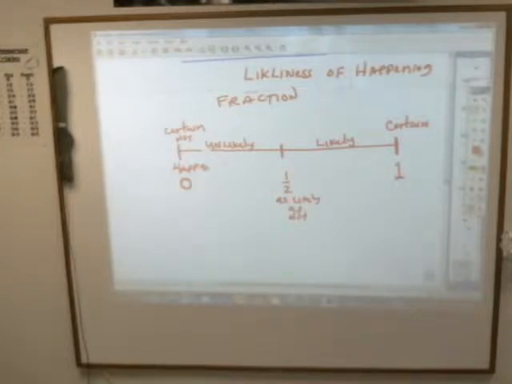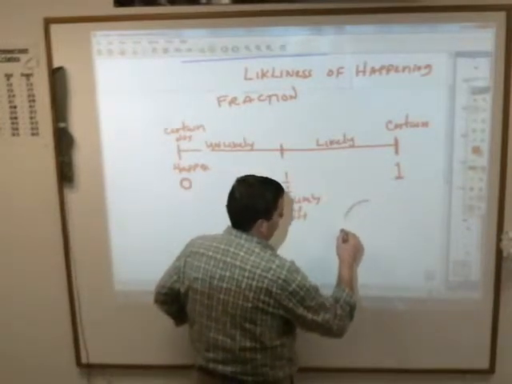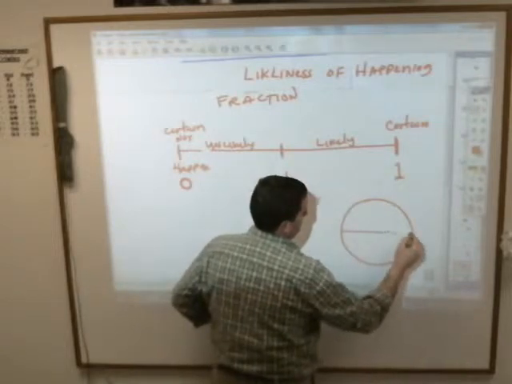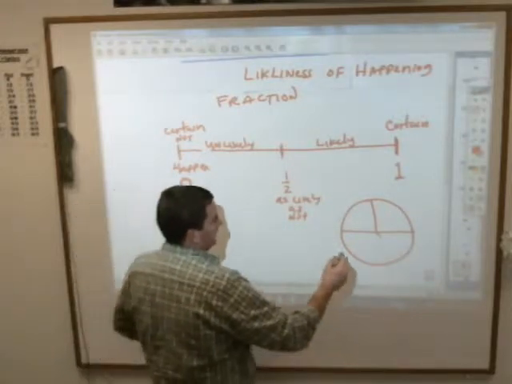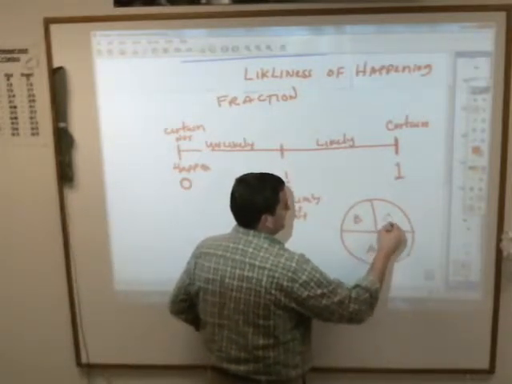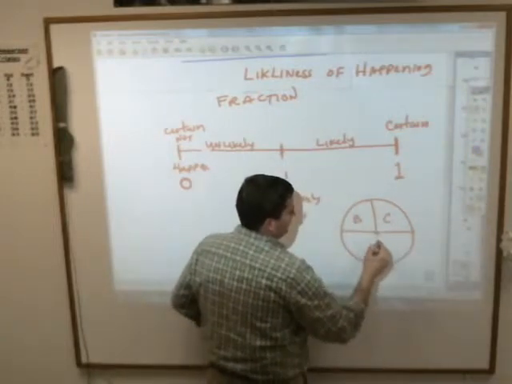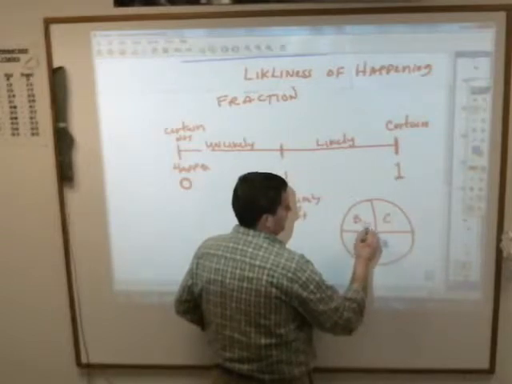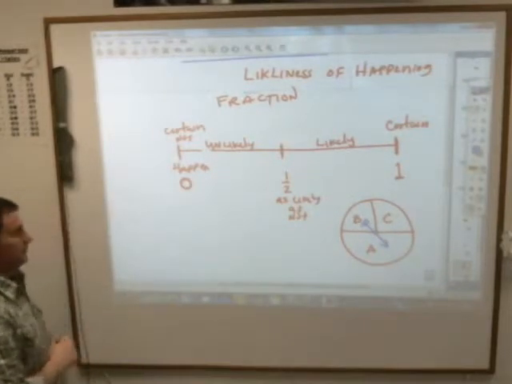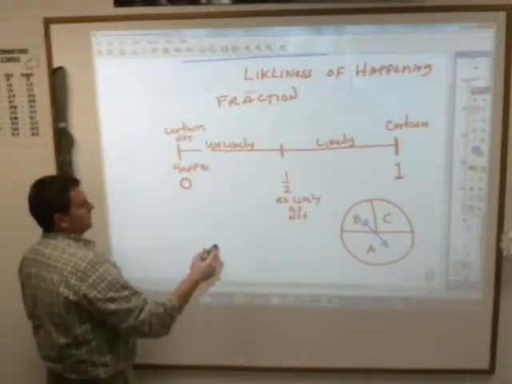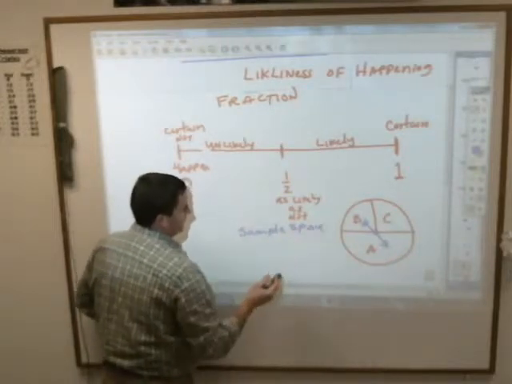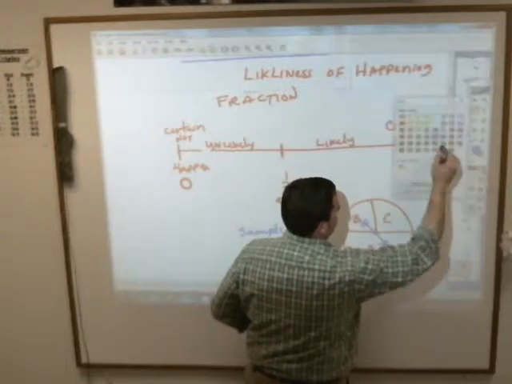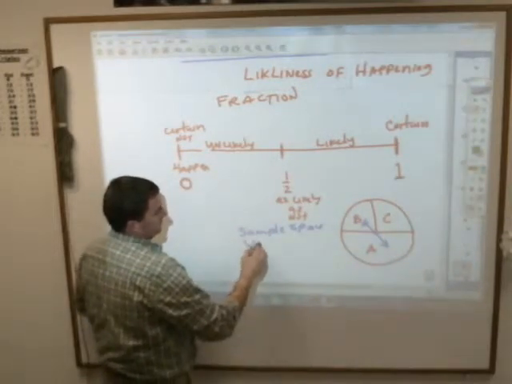Now, what we have to look at here, there's a couple definitions here. Draw this little spinning wheel here for you. A, B, and C. Spinner. The book will ask you sometimes to give the sample space. If they ever tell you to give the sample space, they are just asking you to list all the outcomes.